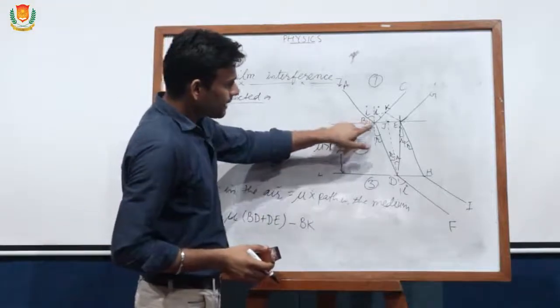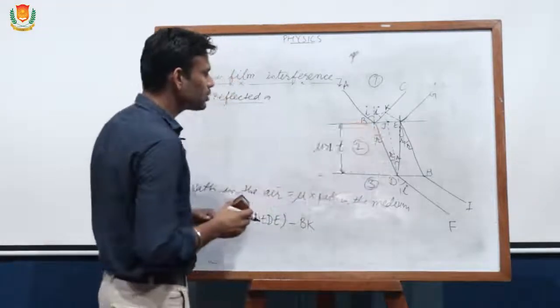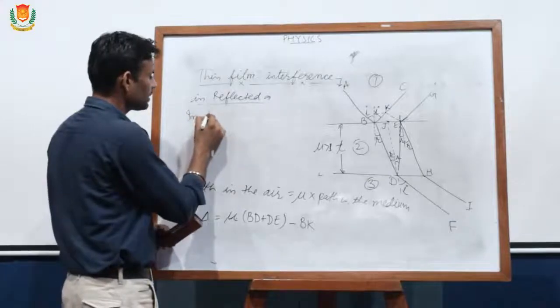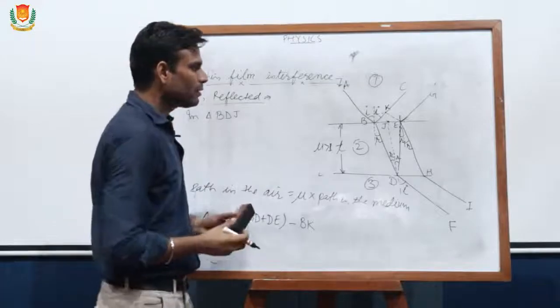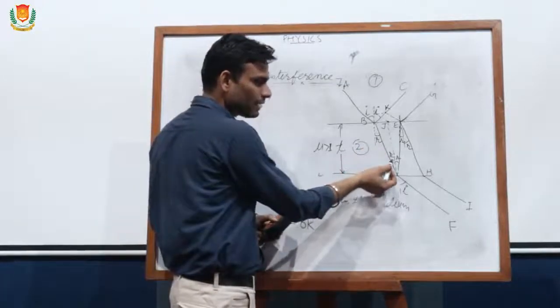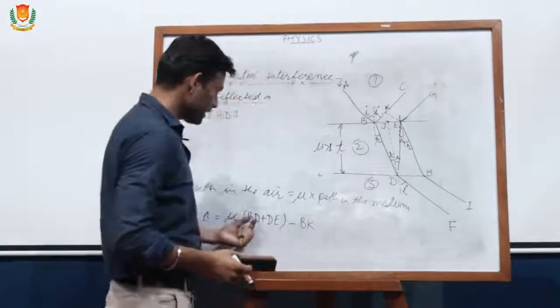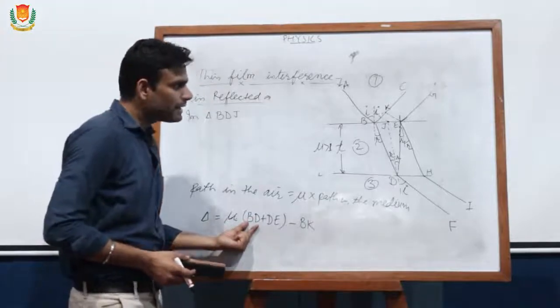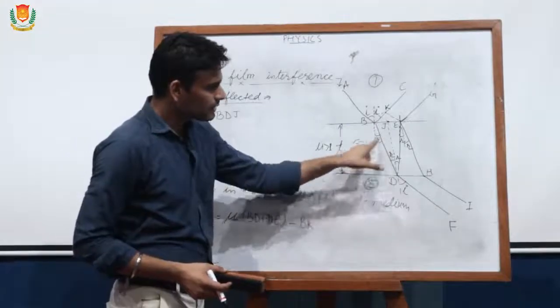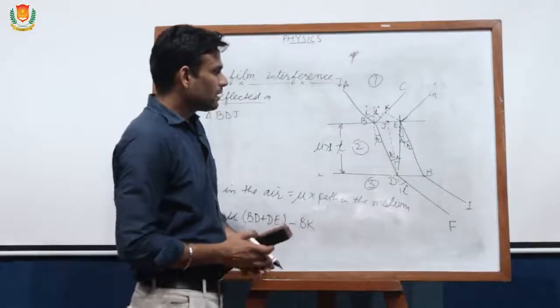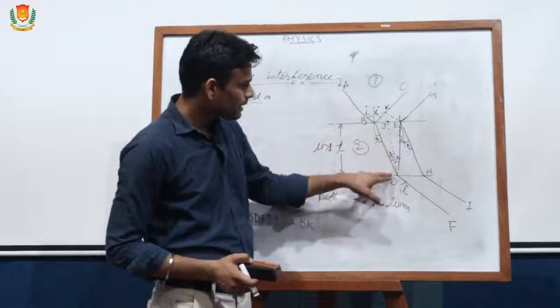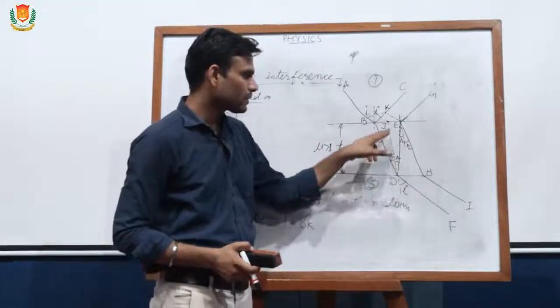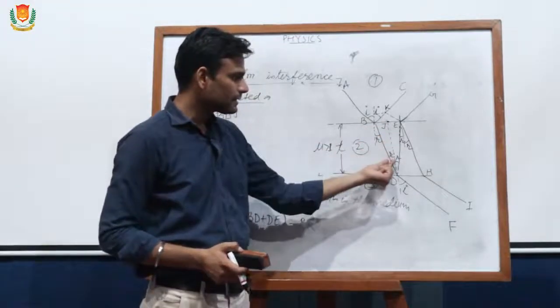Now we see the triangle BDJ. In triangle BDJ, we know that this angle is R. We have to find out BD, this length, and we know the thickness of the film is T, which means we know the path DJ, this width. We know DJ, and this angle we know.